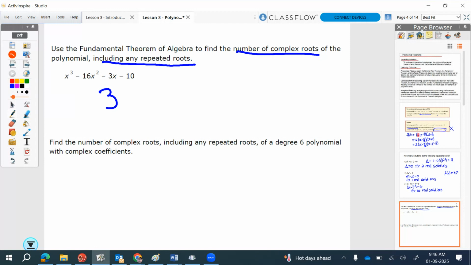We have to read the wording very carefully to see what it's talking about. But how do you know if all those 3 are complex? Because we know there's 3 roots, but some may be real. Real numbers are complex as well.